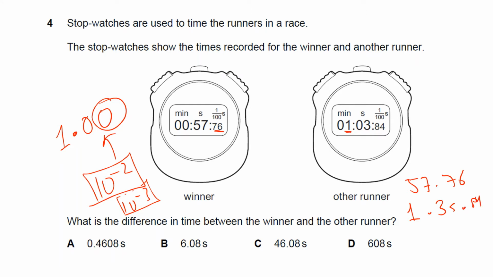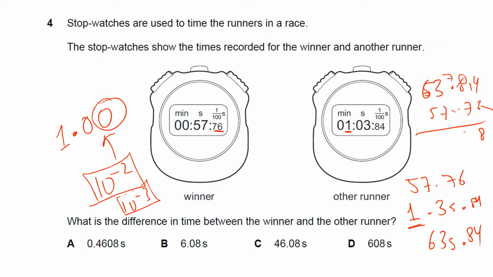So what is going to be the difference between the two? Now 1 minute can be translated to 60 seconds, so this will be 63 seconds and 84 centiseconds. So if you find the difference between these two, which is 63.84 and 57.76, you get something of this, this is going to be 8, this is going to be 0, this is going to be 6. So 6.08 is the answer, which is B. I hope that made sense.